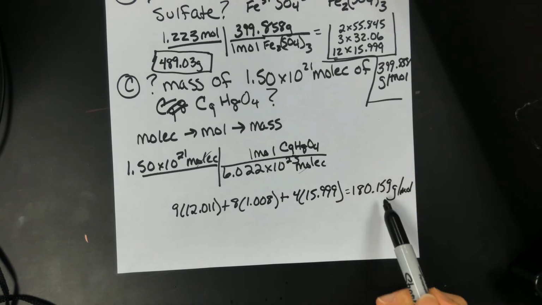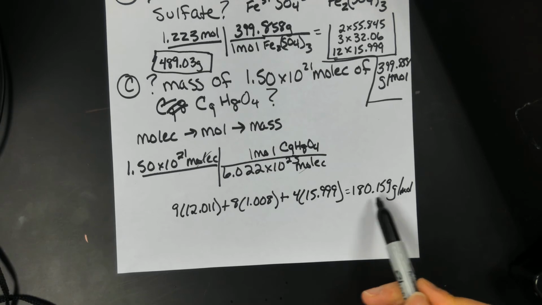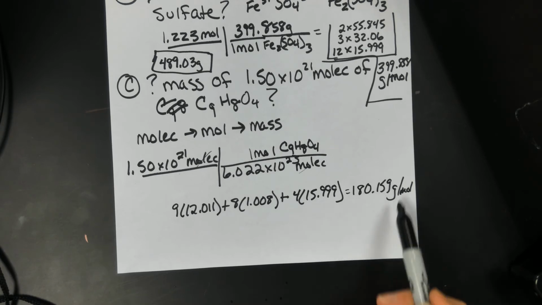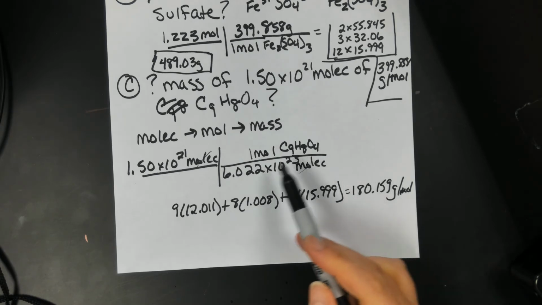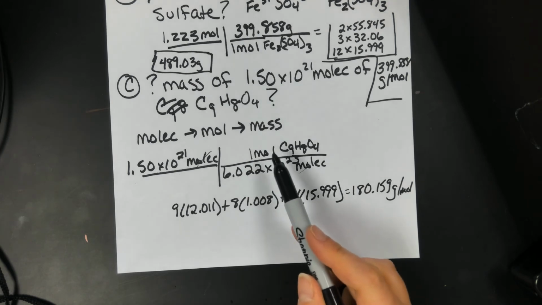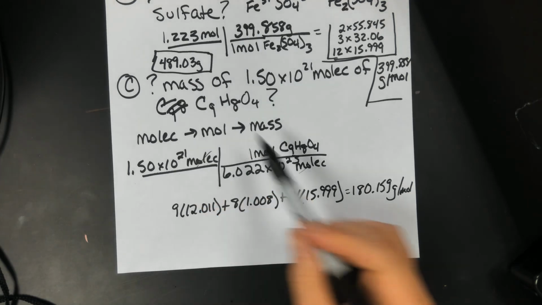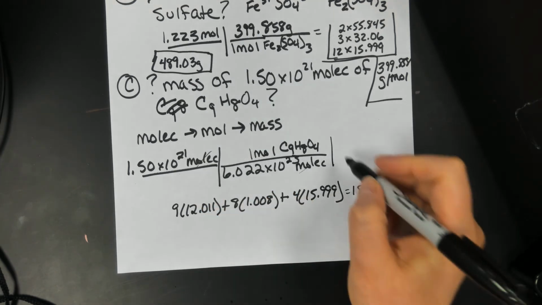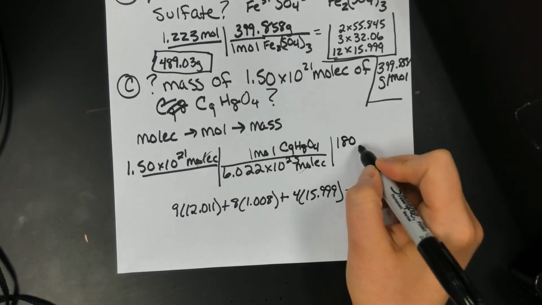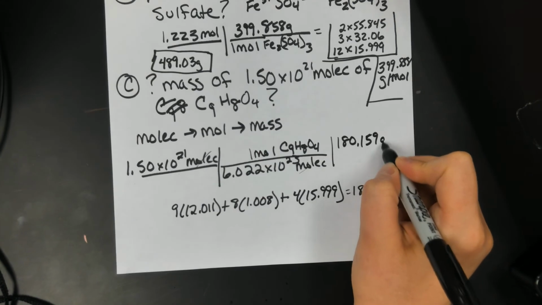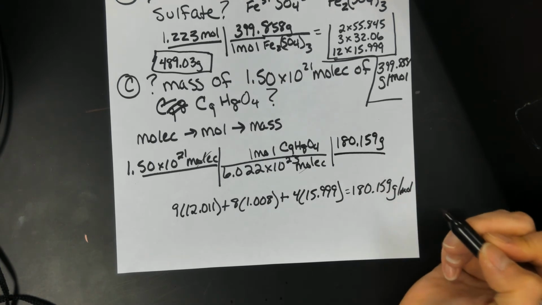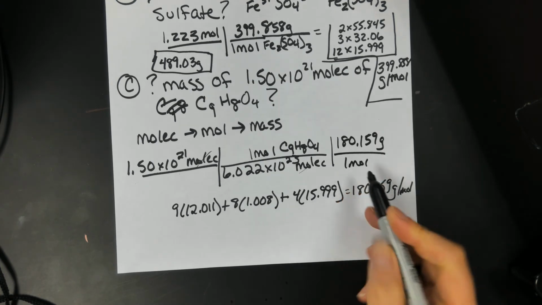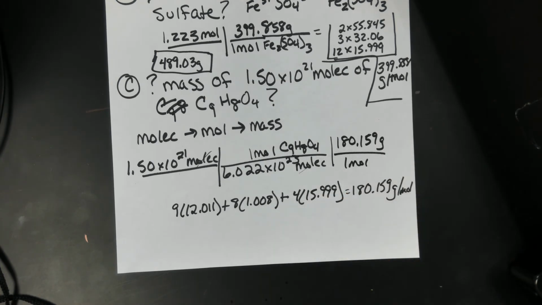Since this is grams per mole, I can set this up as a ratio, grams of aspirin for every 1 mole of aspirin. Now it just so happens moles is on the top, and my desired unit is mass, so I want mass on the top. So 180.159 grams for every 1 mole. Mole's going to cancel out. Perfect.